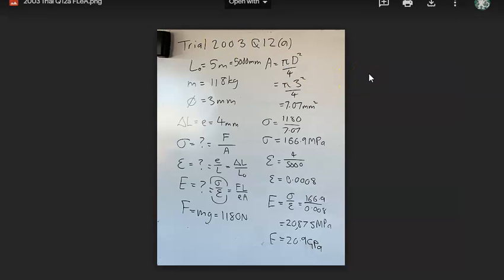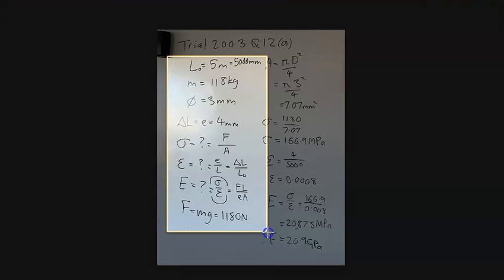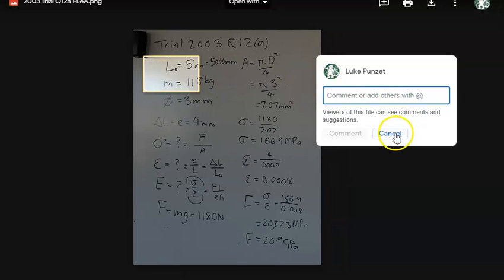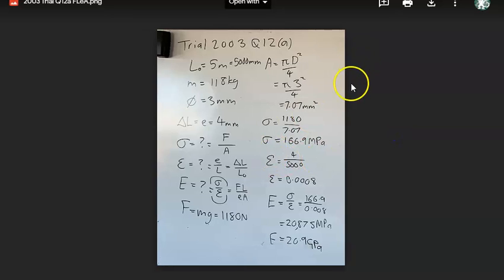What I've done is I've taken the information from the question and provided it in what I call a data set. So this here is data. The original length is 5,000 millimeters. The mass is 118 kilograms. The diameter is 3 millimeters. The change in length, or the elasticity, is 4 millimeters. We haven't been given the stress.